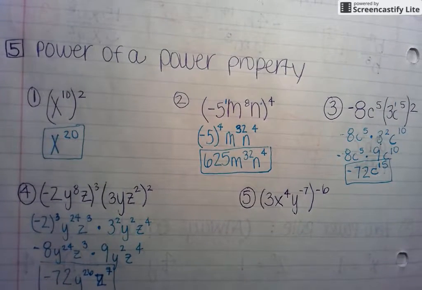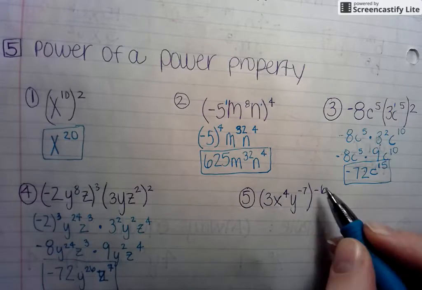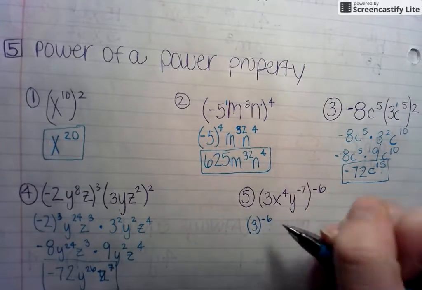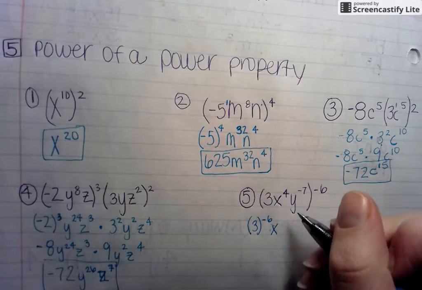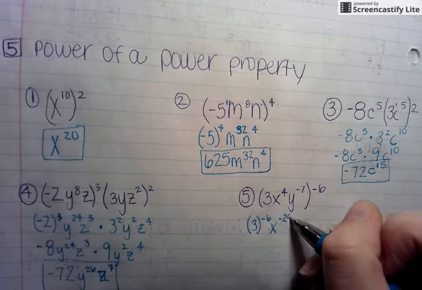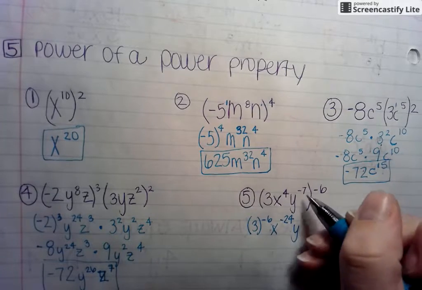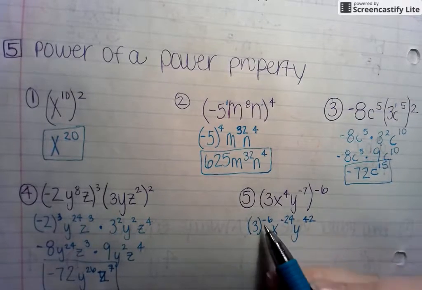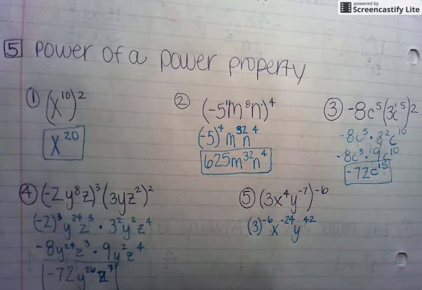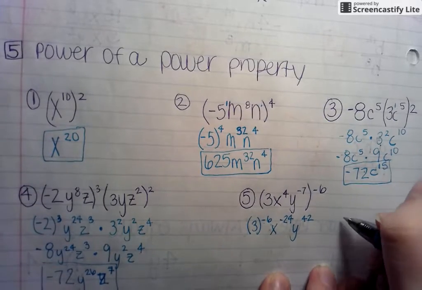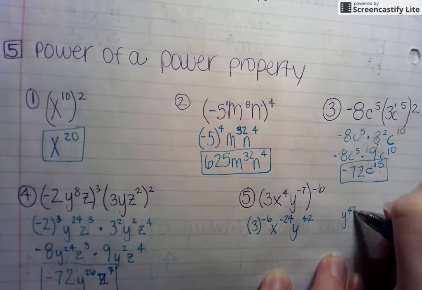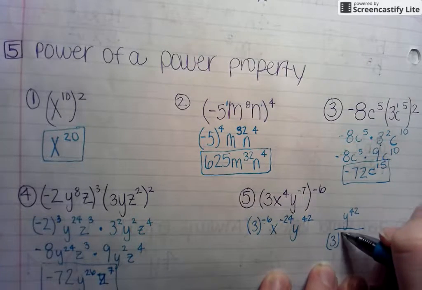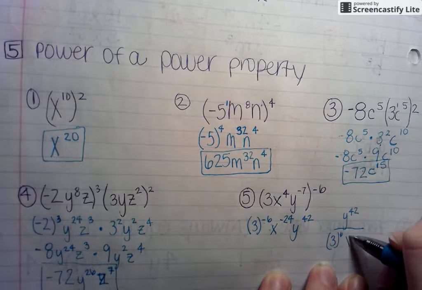Okay, my last problem has to deal with negative exponents, so I'm still going to distribute that negative. So I have 3 to the -6th power. I have x times x to the -24th power, and y, and I have -7 times the -6, which is a +42. Because both of these have negative exponents, what I'm going to do is first move them to the bottom. So I'm going to have y to the 42nd on the top, over 3 to the +6th value times x to the 24th.